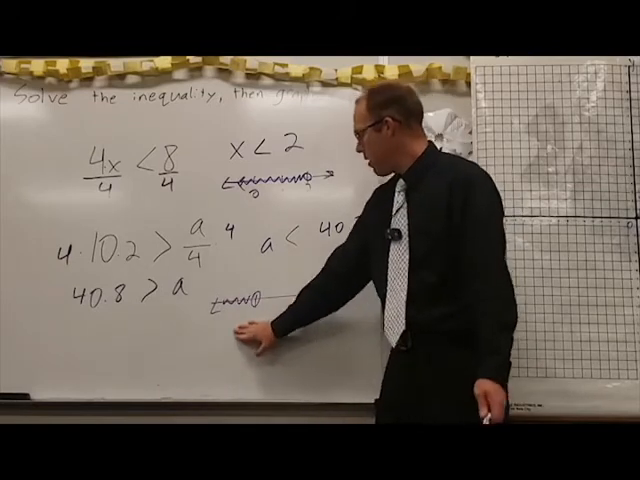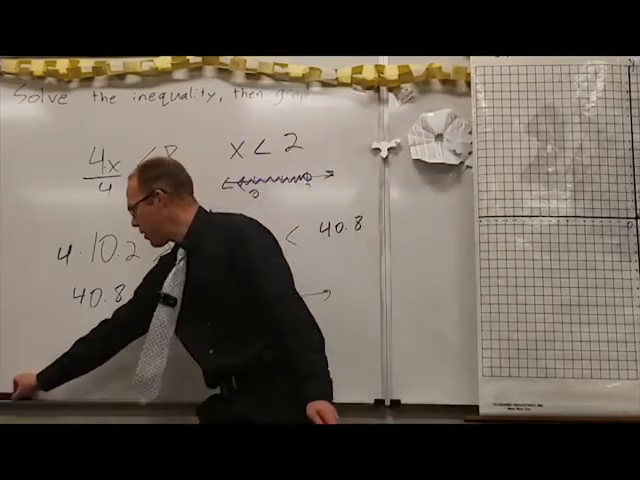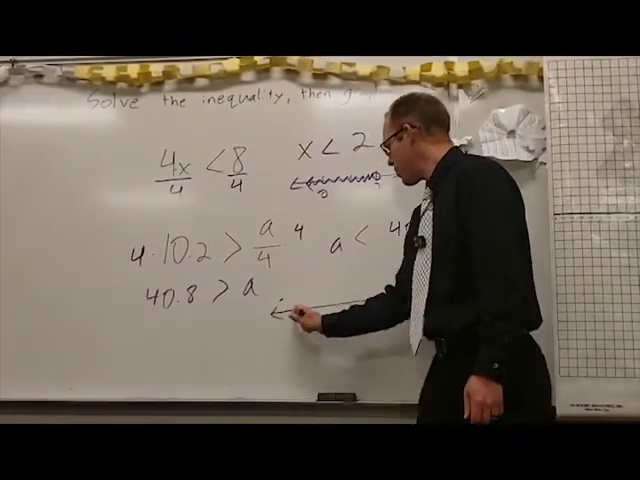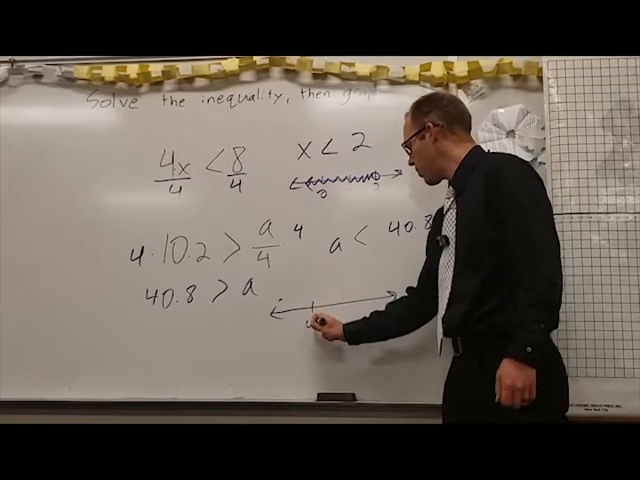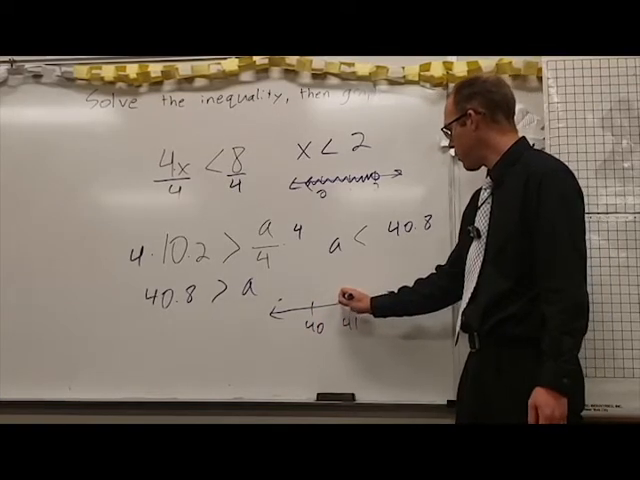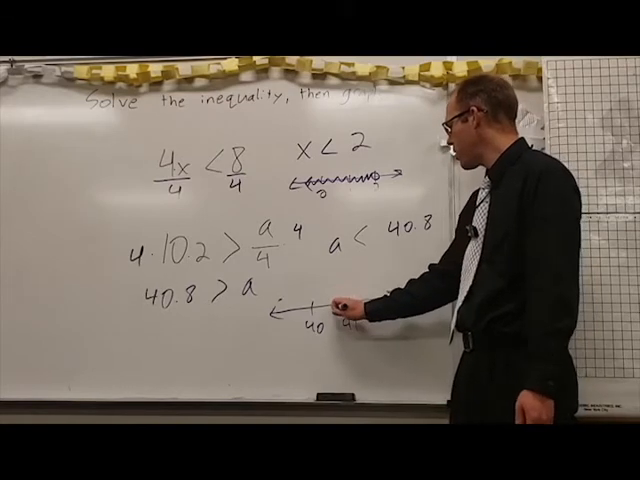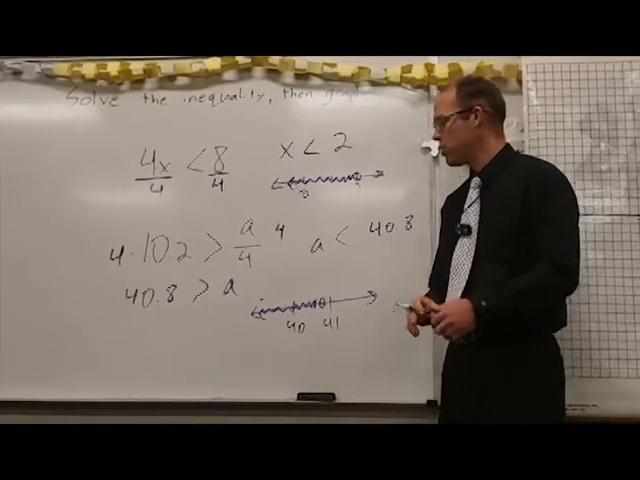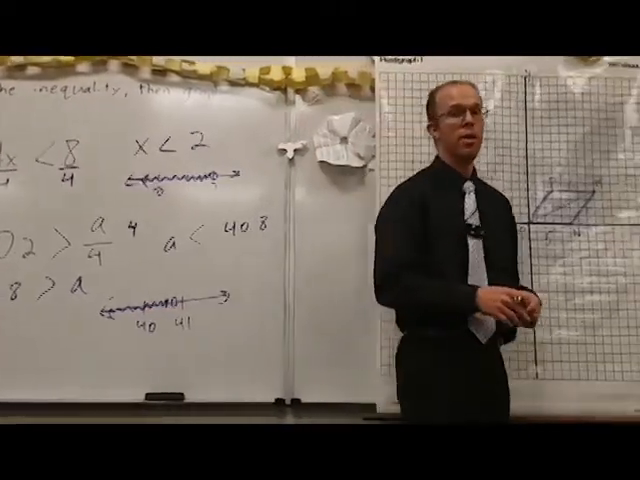Or if you prefer, you can draw the whole numbers and put it in between. So here's 40 and here's 41. 40.8 would be in between 40 and 41, closer to 41, still shading to the left. So whichever graph is most appropriate for the situation, that's what we would use on that one.